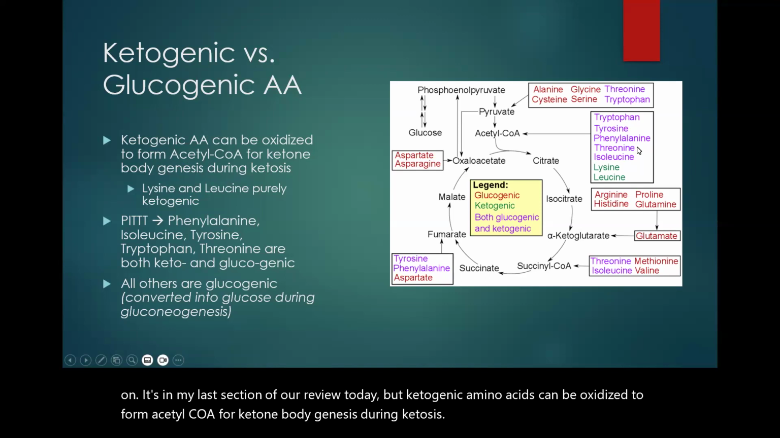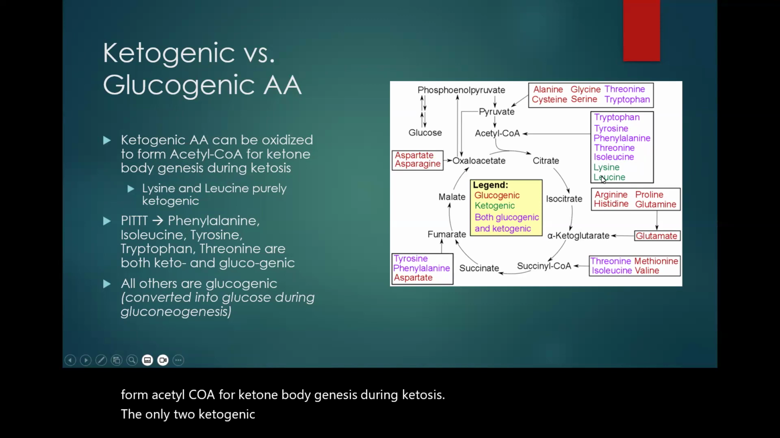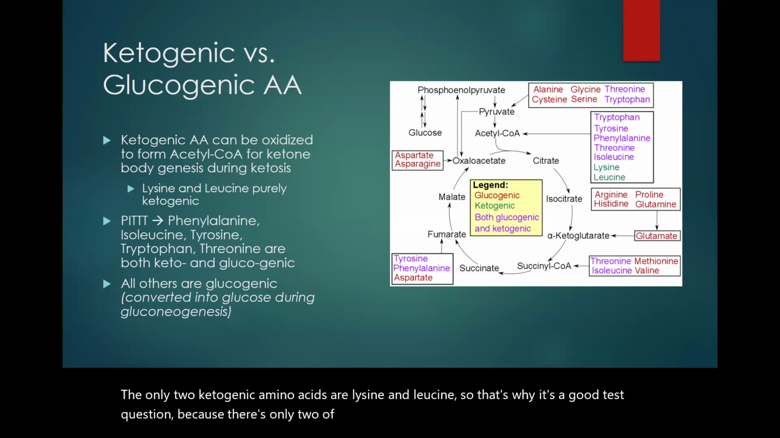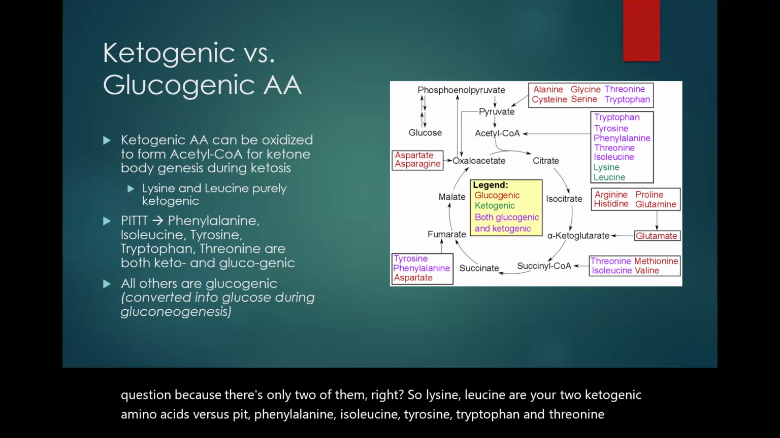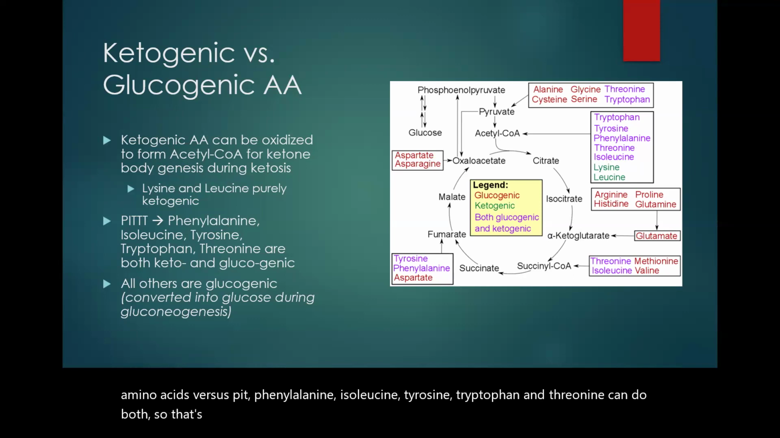The only two ketogenic amino acids are lysine and leucine. So that's why it's a good test question, because there's only two of them, right? So lysine and leucine are your two ketogenic amino acids, versus PIT: phenylalanine, isoleucine, tyrosine, tryptophan, and threonine, which can do both. So that's 5. That's pretty unique as well. So they can do either ketogenic amino acids or glucogenic amino acids.